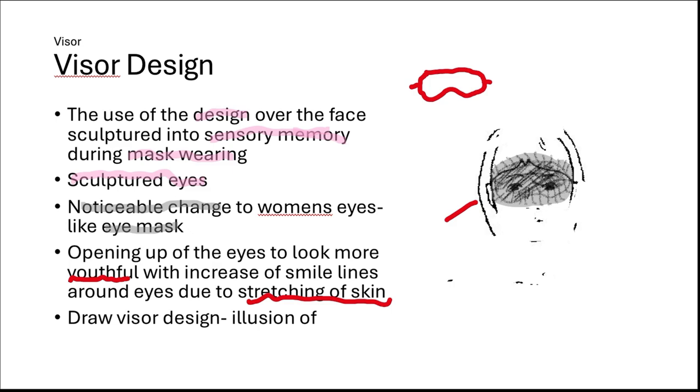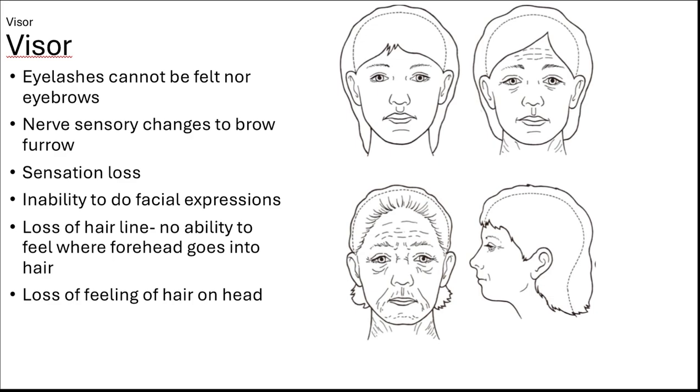So it's the illusion designed into the skin, nerves, and eyes to have the experience of virtual reality. Because of the visor, there's a loss of sensation in the eye area, in feeling eyelashes. There's also a loss of sensation in feeling eyebrows. So it's to say that the eyebrows or eyelashes cannot be felt.